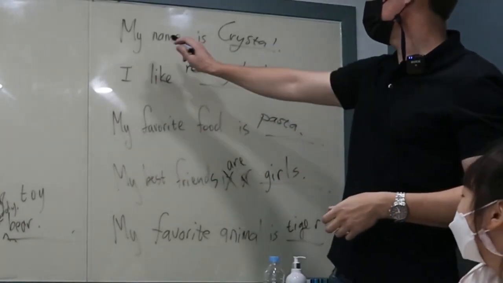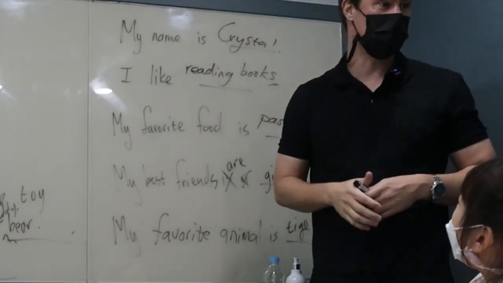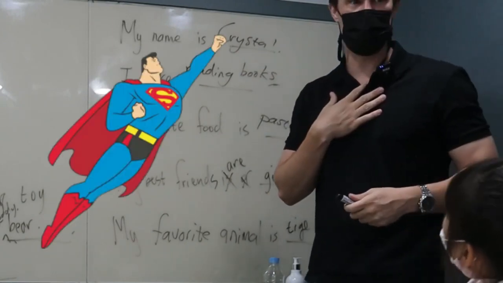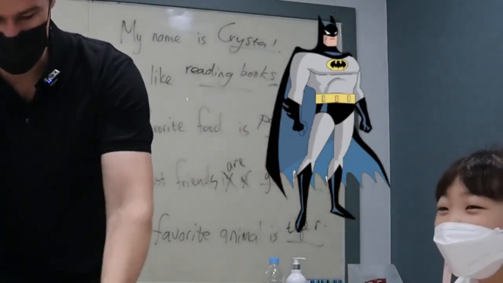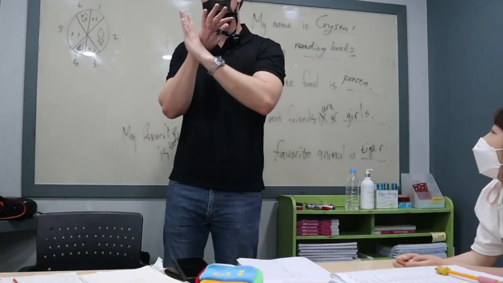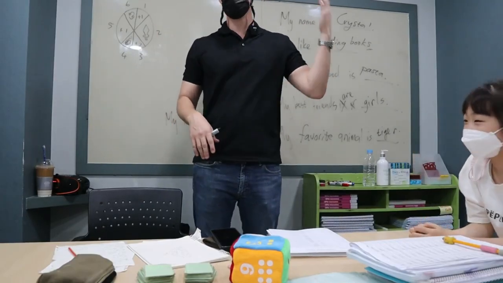If I ask you, what is your name? You have to lie. You have to say, my name is Superman. My name is Superman. I like reading books. No. I like swimming on the moon.